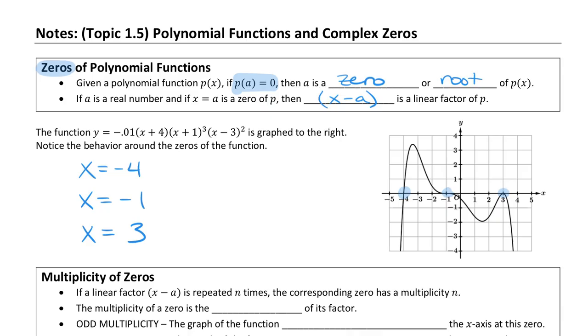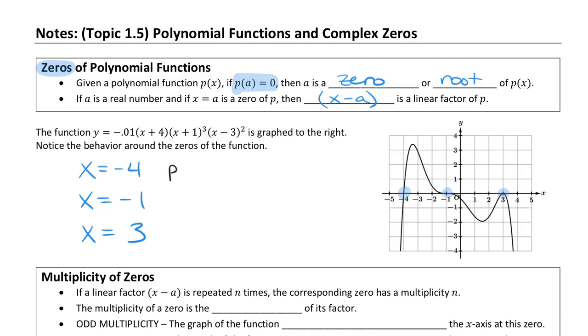Does that make sense to us? Like those are the locations where that happens. But what I want us to also do is kind of think ahead. Would you say the options are going to be passes through or bounces off? When we're looking at this particular 0, the one right here, would you say that this graph passes through the x-axis at -4 or bounces off the x-axis?